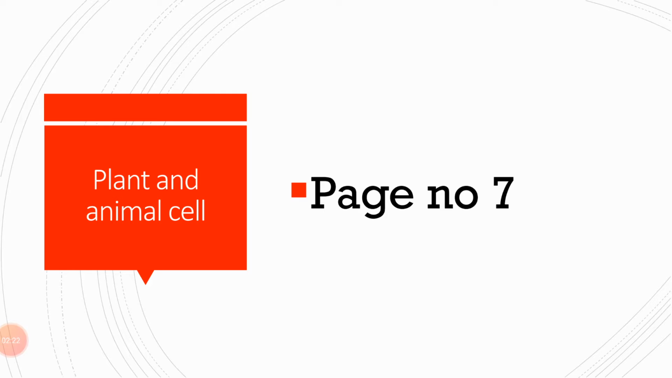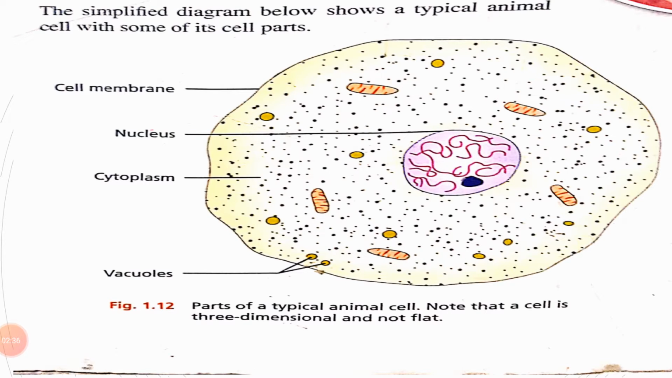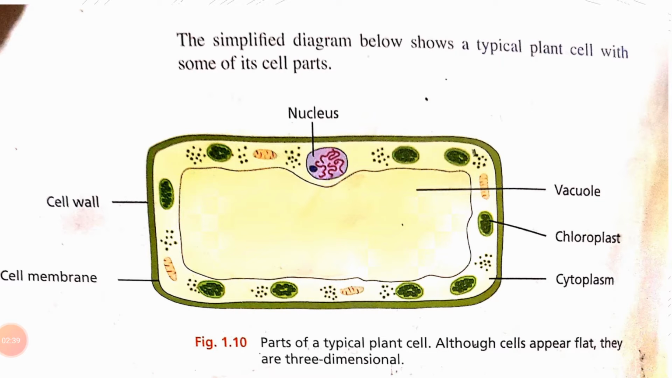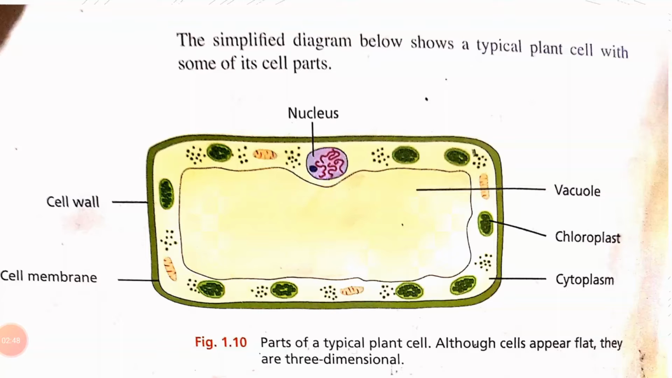So, moving on to the next topic. Today we are going to start the next topic, the plant and animal cell. Look at this diagram which shows the plant cell, and here is another diagram which shows the animal cell. How can you recognize which one is the plant cell? The main important thing is this green pigment. This green pigment shows that plant and animal cells are different from each other.